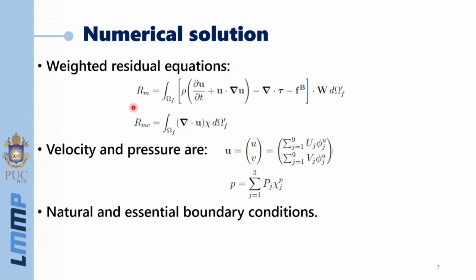We use the finite element method. Then we require that the weighted residual equations for momentum and mass are satisfied. The fluid domain was divided into quadrilateral elements, and velocity and pressure were approximated with a linear combination of a finite number of basis functions and basis coefficients. Natural boundary conditions are applied by computing boundary integrals. Essential boundary conditions are imposed by replacing the corresponding residual with a desired velocity value.